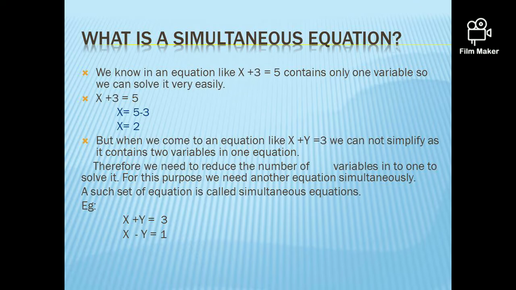But if you want to simplify an equation like x + y = 3, we cannot do it at once. The reason is that two variables, x and y, are involved in the same equation. To solve such a question, we need another equation, just like x - y = 1. Using these two equations, we can reduce this format into an equation with one variable, as shown in the first example. This kind of set of equations is called simultaneous equations.